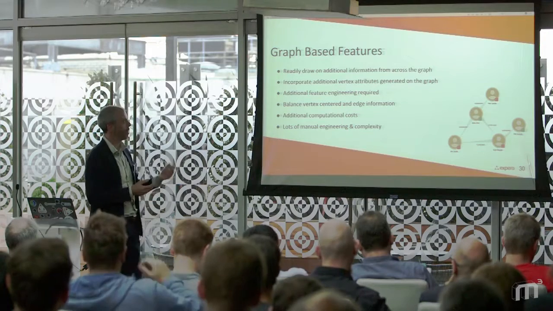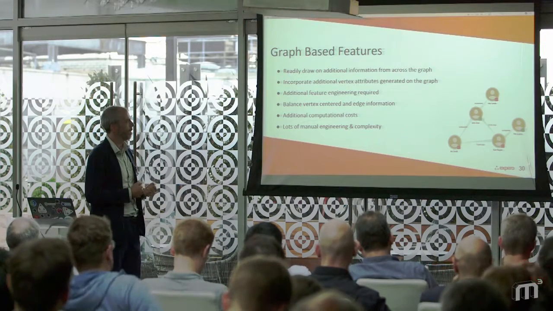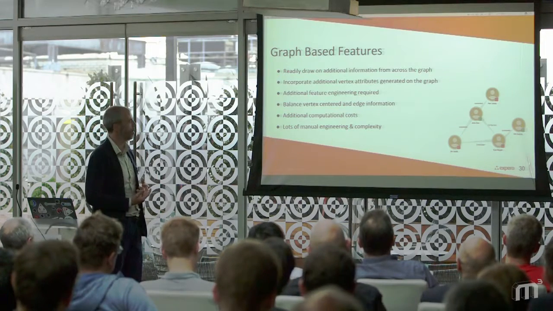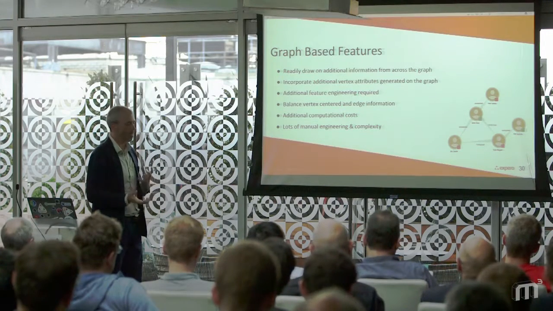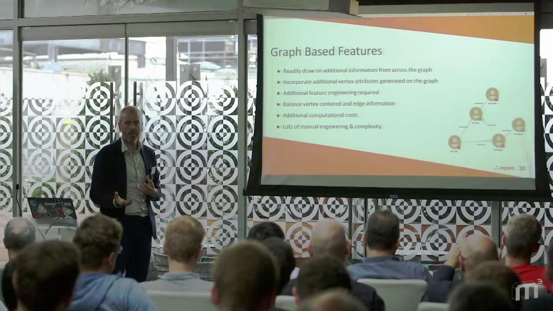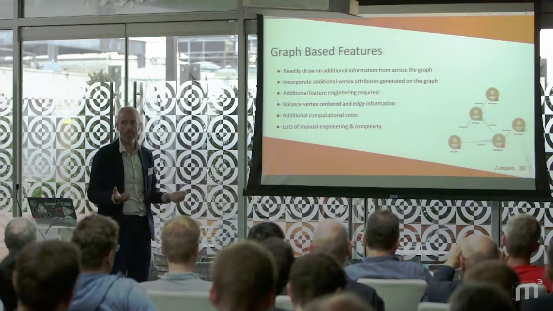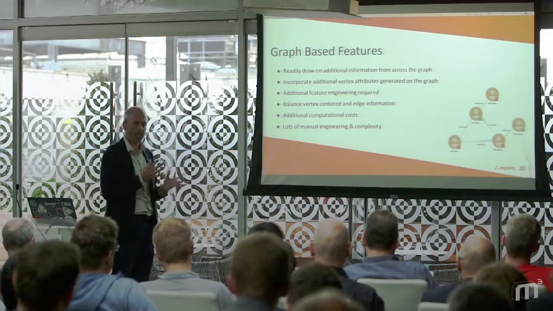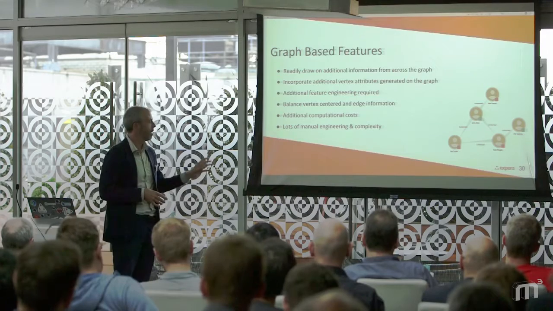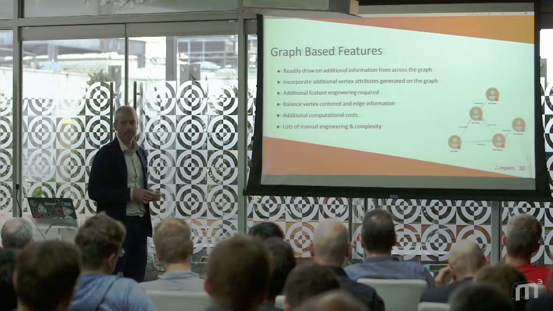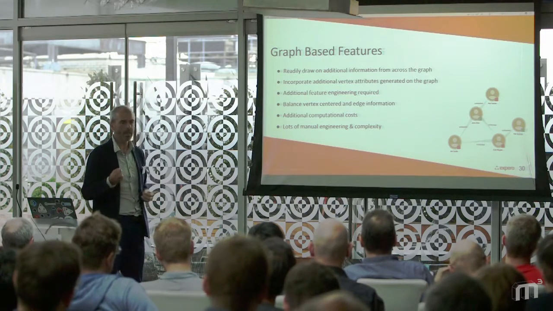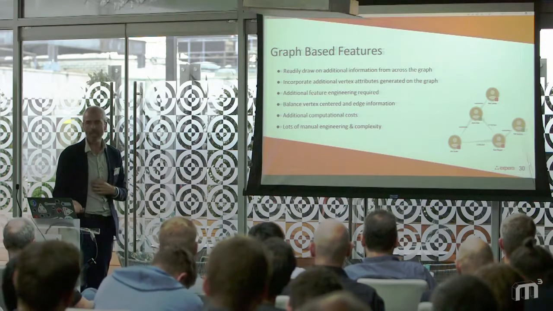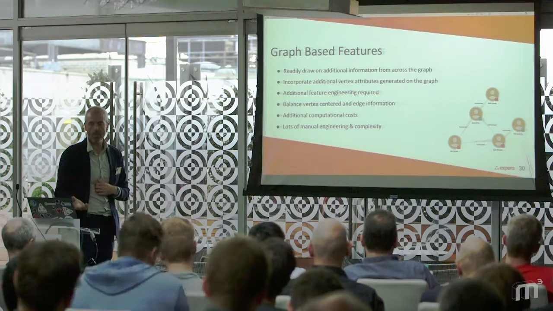So you can readily draw on more information across the graph, but you do need to put in more feature engineering effort to do it. You need to balance which graph-based information, which vertex information, you're going to use. There are additional computational costs because some of those analytics are not trivial, and there's lots of manual engineering and complexity. And when you take an approach like that, for every metric you select, you're leaving out information that might actually be important to your problem.